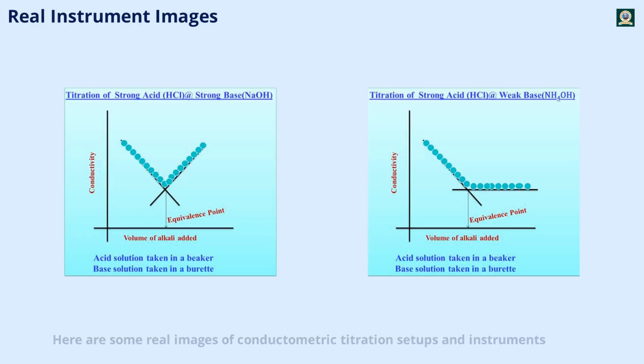Here are some real images of conductometric titration setups and instruments. These visuals help you connect the theory to actual laboratory practice. Notice the arrangement of the beaker, conductivity cell, and burette, as well as the digital displays used for measurement. Such setups are common in academic and research labs.